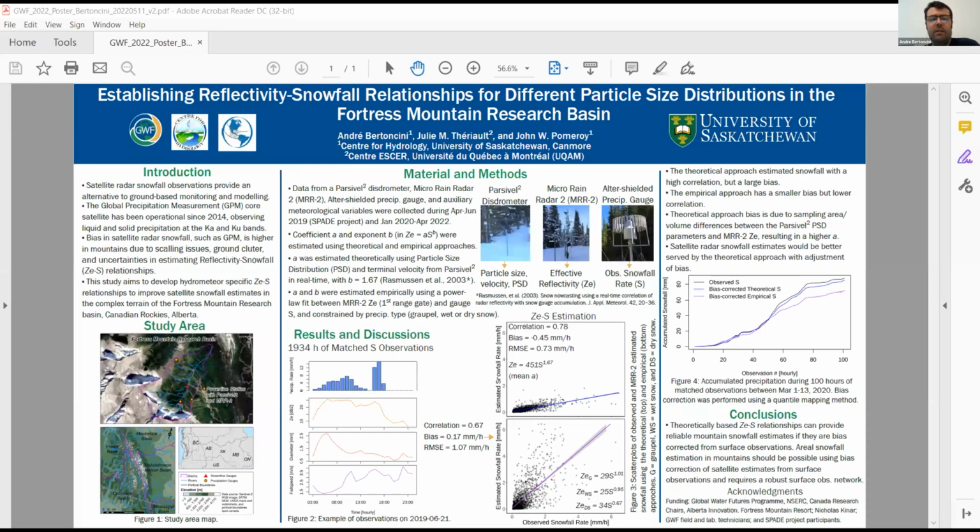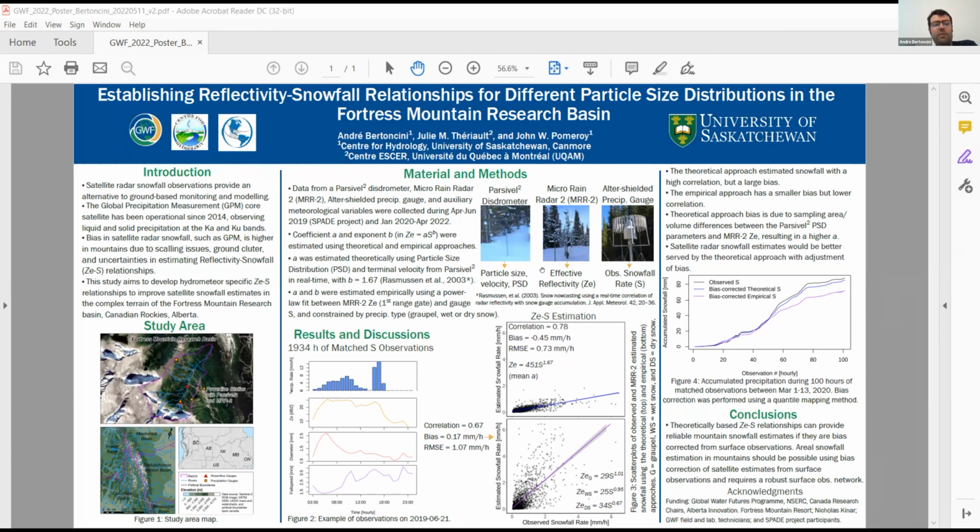Okay, yeah, first, my name is Andre Bertoncini, as Yang Penny said. I'm a PhD candidate working with John Pomeroy. And in this work, we also had the help of Julie Tureau from UCAM. So basically, I just want to invite you all to come check my poster tomorrow. This poster is entitled Establishing Reflectivity Snowfall Relationships for Different Particle Size Distributions in the Fortress Mountain Research Basin.